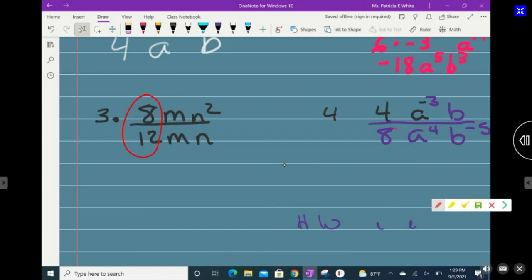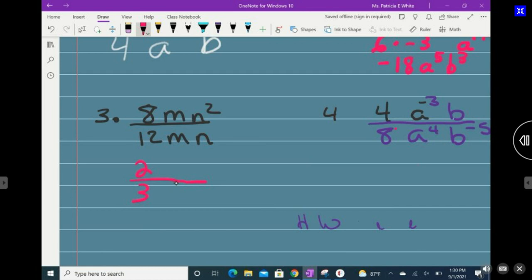8/12. What divides both 8 and 12? 4. So 8 divided by 4 is 2, and 12 divided by 4 is 3, so 8/12 becomes 2/3. What happens to m divided by m? Isn't it exactly the same thing, m divided by m? When I divide something by itself, what do I always get? Even if it was pi? 1. So that's just a 1 going through there.